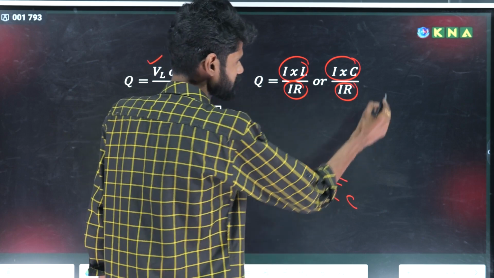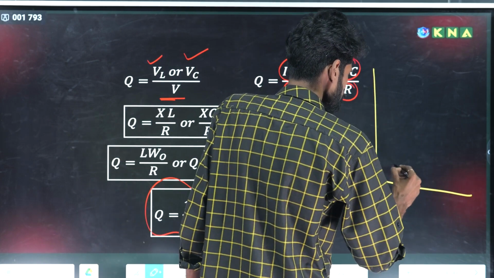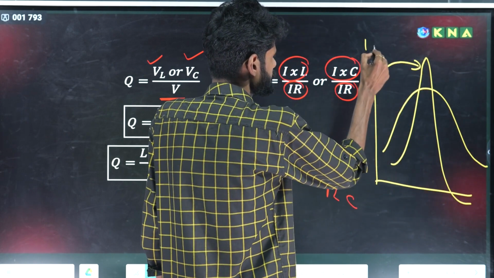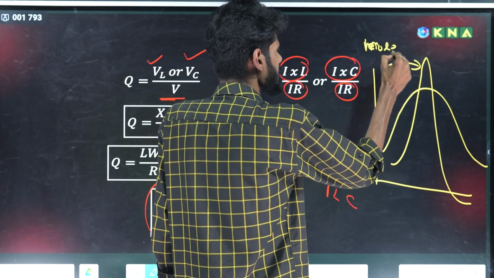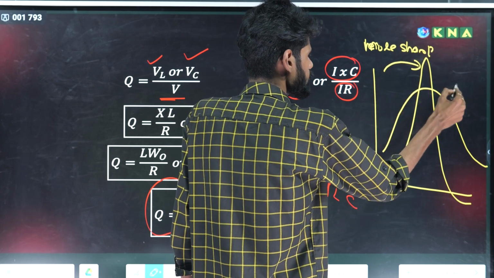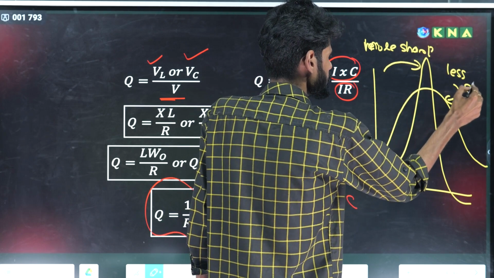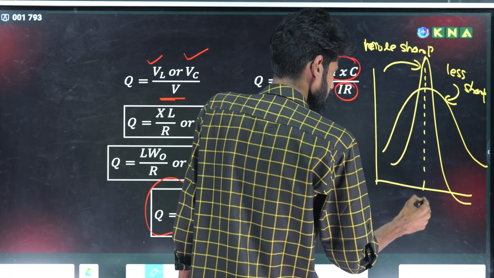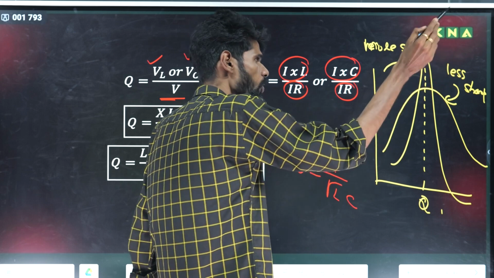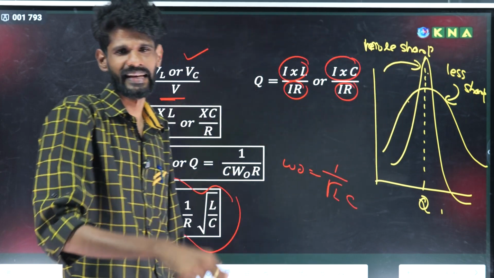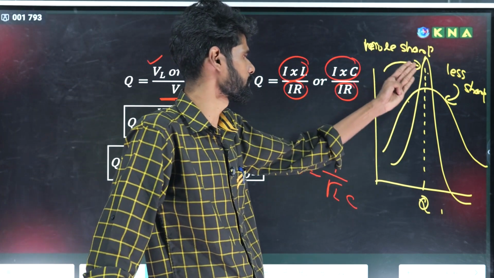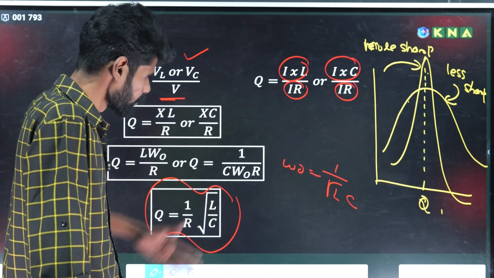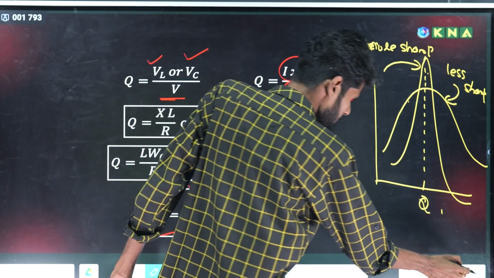Sharpness of the resonance means, here you see this resonance curve, and this is another resonance curve. This resonance curve is more sharp, and this one is less sharp. More sharp means the circuit has more quality factor, and this one has less quality factor. So more sharp, more quality; less sharp, less quality. So the quality factor determines the sharpness of the resonance.